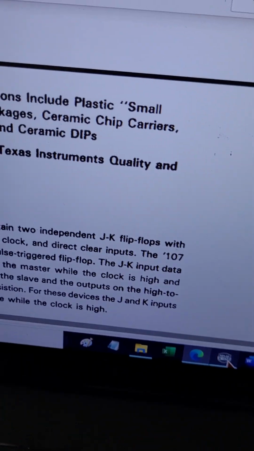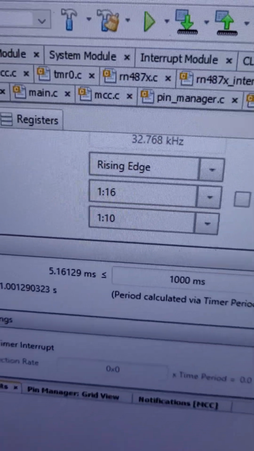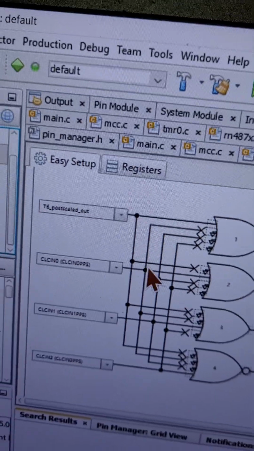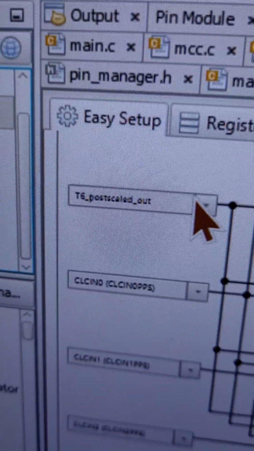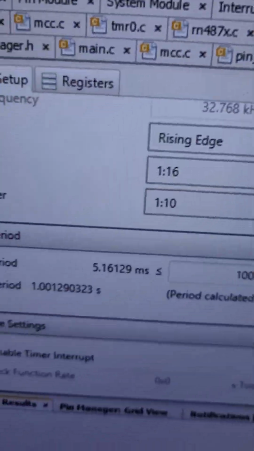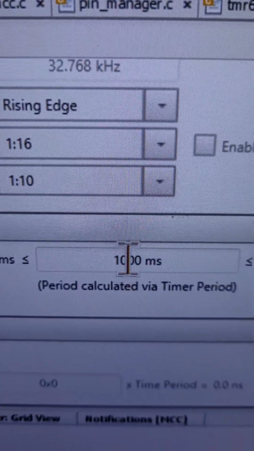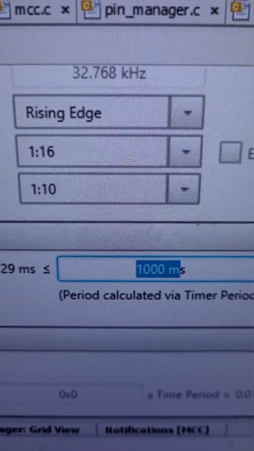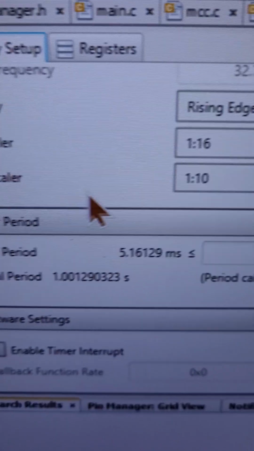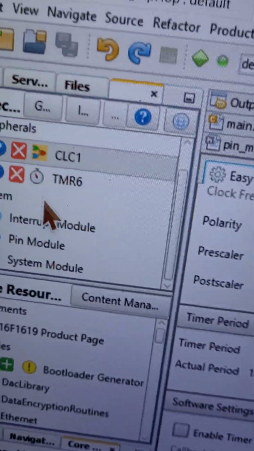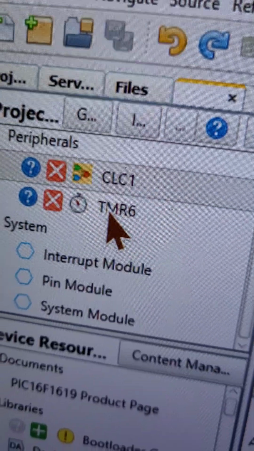Now let's go to the IDE, the integrated development environment. What I'm doing here is this is the timer. Remember, timer 6 is delivering for us a square wave with a cycle of 1 second, or 1000 milliseconds. I am taking this 1000 milliseconds, and it is delivered at the input here.